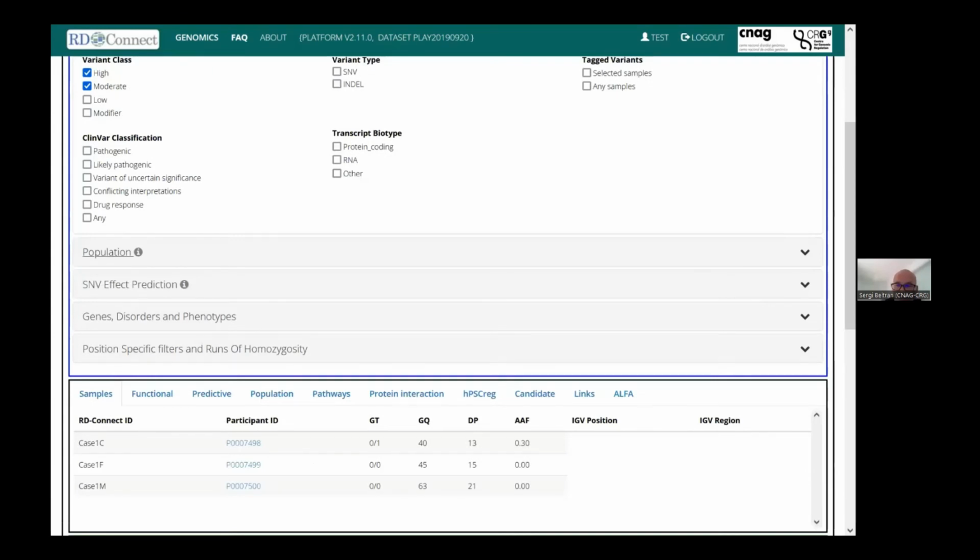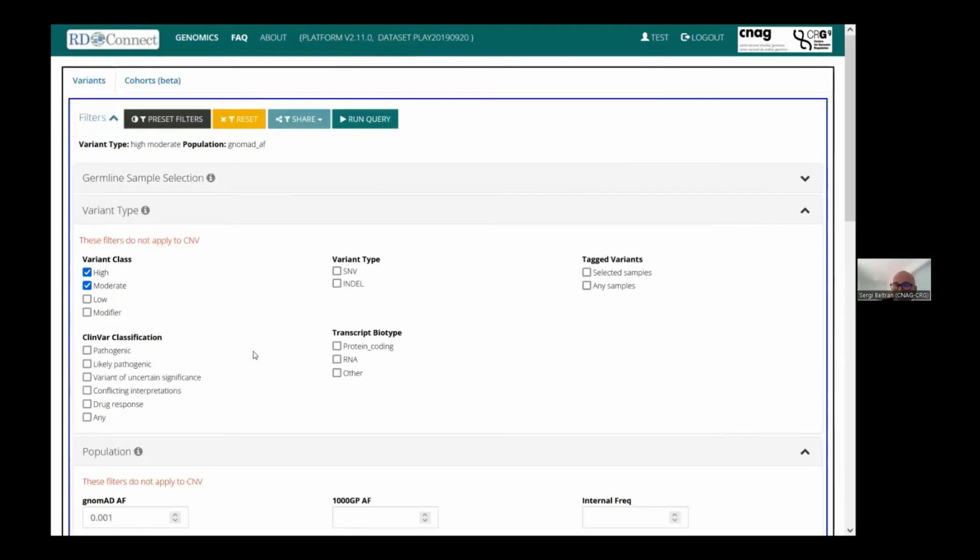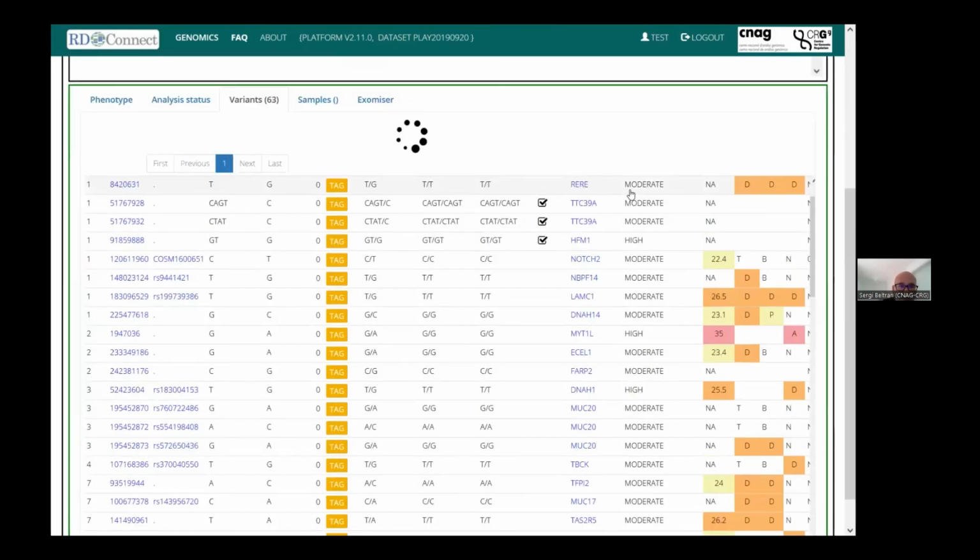Another additional thing that we can do is to look only for positions which are infrequent in the overall population. We have several filters for that. gnomAD is usually the most useful one because it has more genomes and exomes than any other filter. But we also have the internal frequency, which is computed from all the cases that we have in the system. But because we are in the playground, this frequency is not useful in this case. So I'm just going to apply this 0.001 frequency and run the query again.